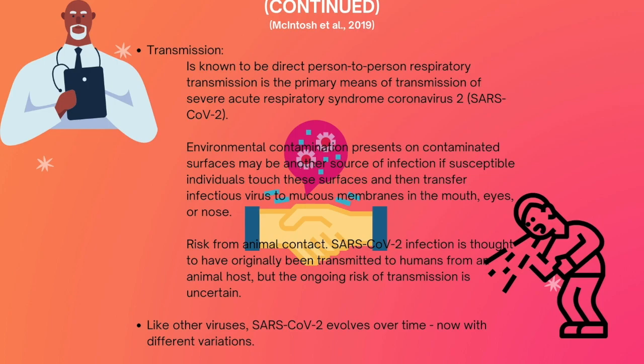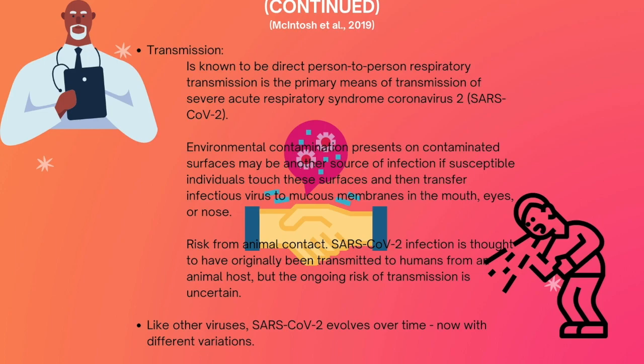And then environmental contamination. It is unknown how long COVID-19 can persist on surfaces. Other coronaviruses have been tested, and they can survive on inanimate surfaces for up to 6 to 9 days.